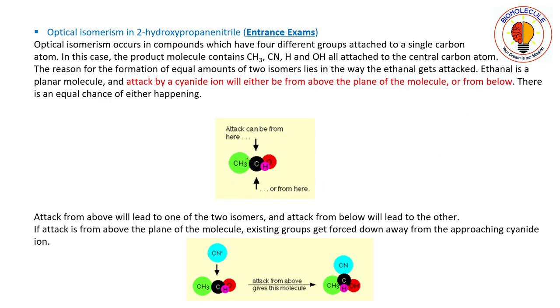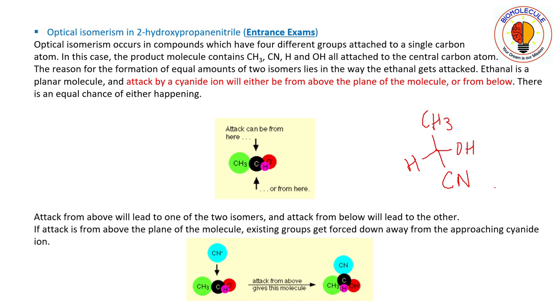Next, moving on to optical isomerism in 2-hydroxypropanenitrile. This topic is very important for your entrance exam, as MCQ questions come from here. Okay, so 2-hydroxypropanenitrile: CH3, one hydrogen, one cyanide, and one hydroxy group. So this is your 2-hydroxypropanenitrile.